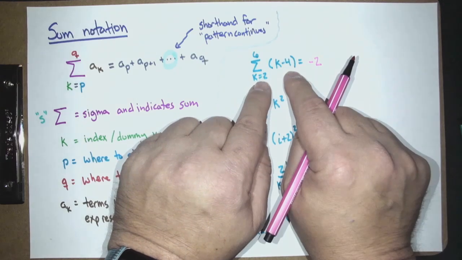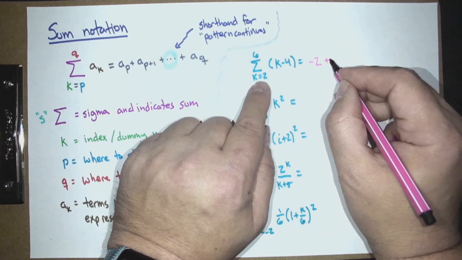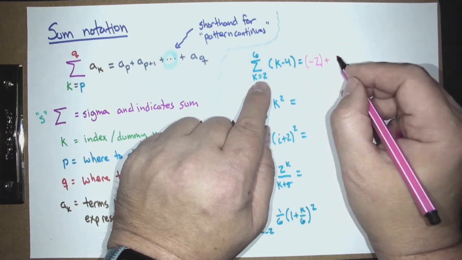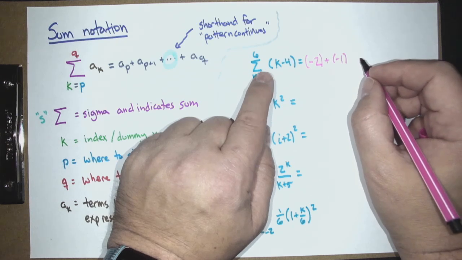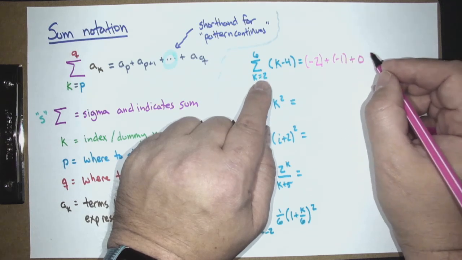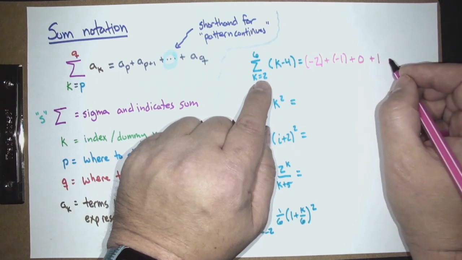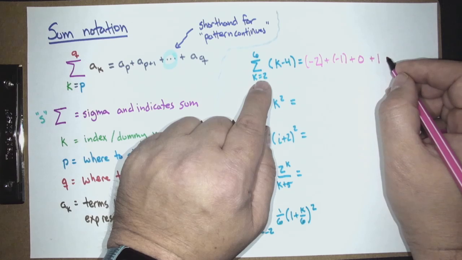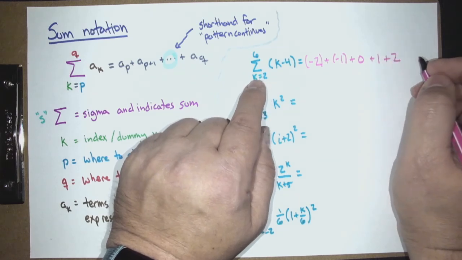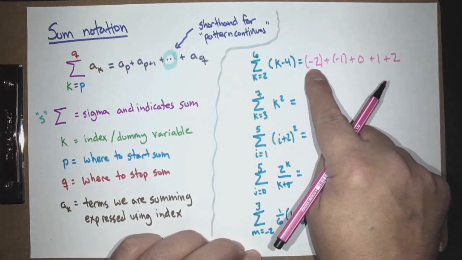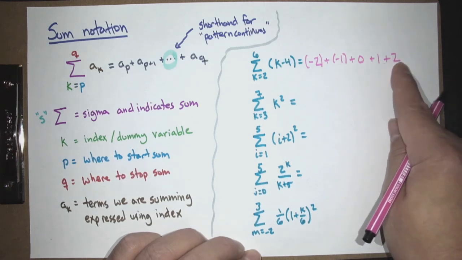Okay, what's the next term going to be? Yeah, now you go up to 3. 3 minus 4? Negative 1. What's the next term? K equals 4, which is 0. The next term? K equals 5, which is 1. The next term? K equals 6, which is 2. And then stop. So we started at K equals 2, went to K equals 6, and for each value for K, we got a number.